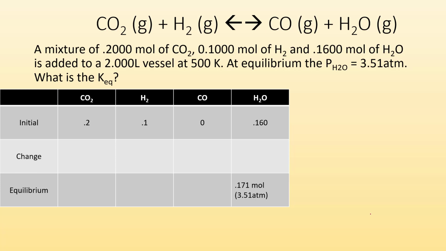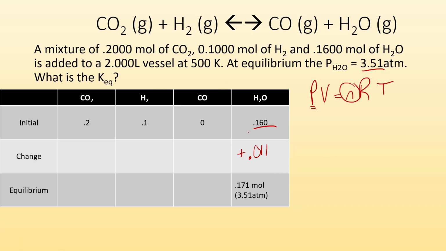What is the KEQ? Well, first things first. If I want to talk about how much stuff got used up, I'm going to have to convert these atmospheres to moles. So I'm going to have to use that whole PV equals nRT formula, and I want to solve for n given 3.51 atmospheres for my pressure. And that's where I get the 0.171 moles. So how did H2O, starting with 0.16 moles, end up with 0.171 moles? Well, it must have gone up 0.011 moles.